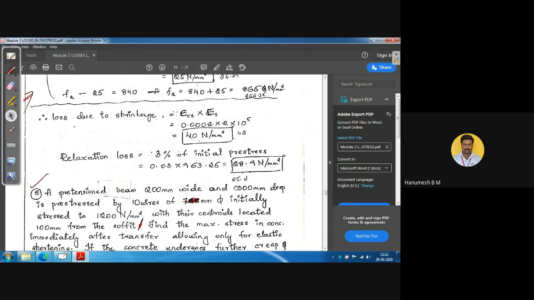This is about the solution. Elastic deformation cannot be calculated. Why? It is a post tension member and there are two cables, and these two cables are tensioned simultaneously. If two cables are tensioned simultaneously, you are not able to calculate the elastic deformation losses in case of a post tension member. This is about the solution for this problem.